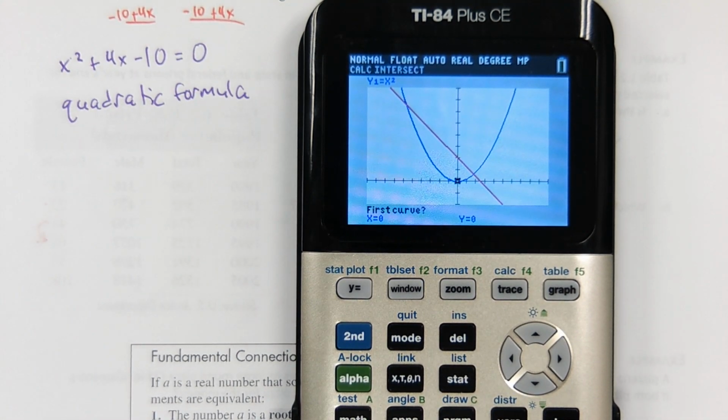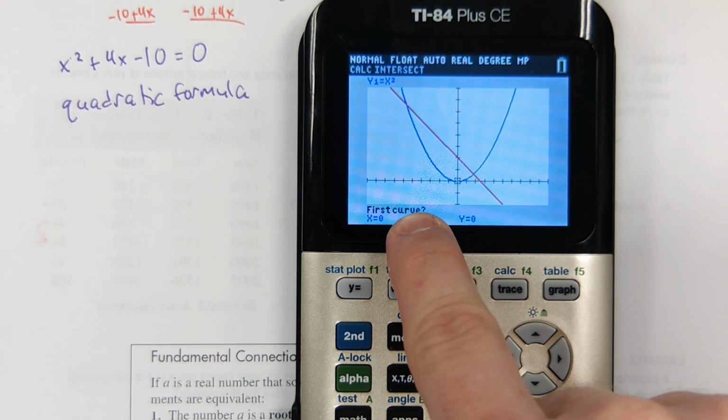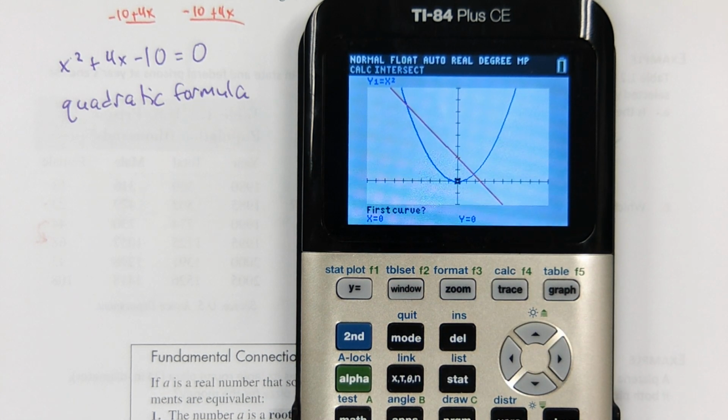You can graph up to 10 things at once. And the calculator doesn't know how many things you have graphed. So it's always going to ask you, was this the first thing you wanted me to look at? Is this one of the 2 that you're looking for intersections of? You tell it yes by hitting the enter key on the bottom right. It will then immediately jump to whatever you had listed as your next equation. It'll say, is this the other one? And you tell it yes again by hitting enter.